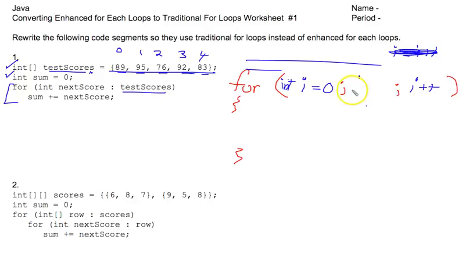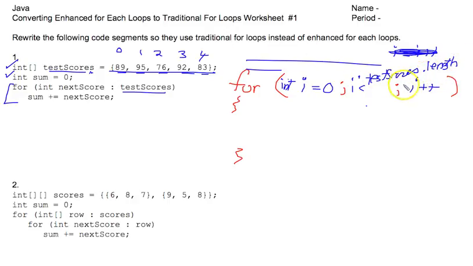We are using the better version: i strictly less than the name of the array, testScores.length, with no parentheses because length is a public instance field in the array class. Now you could also do i less than or equal to testScores.length minus 1, but that would be, that's odd.